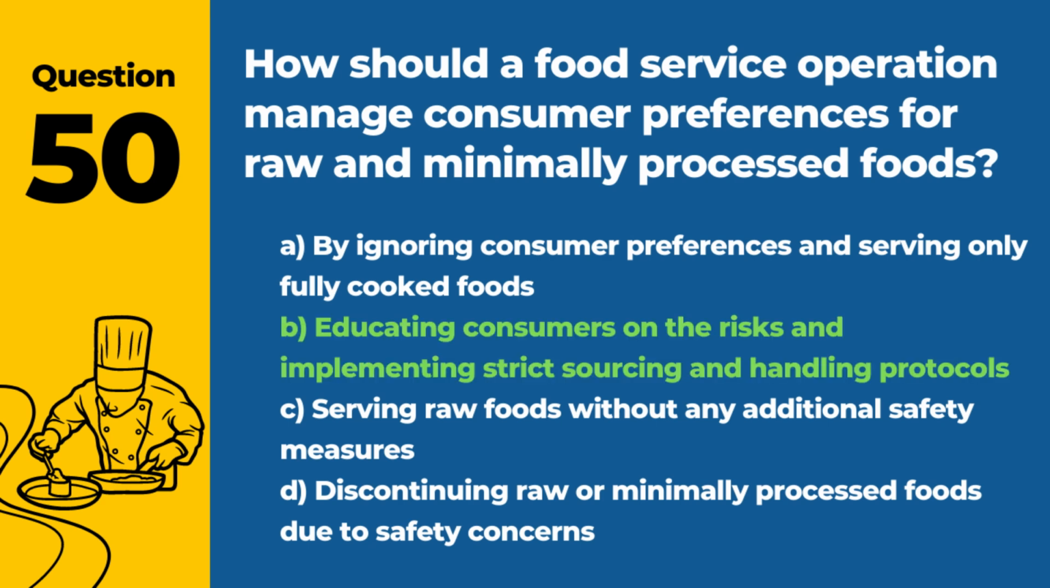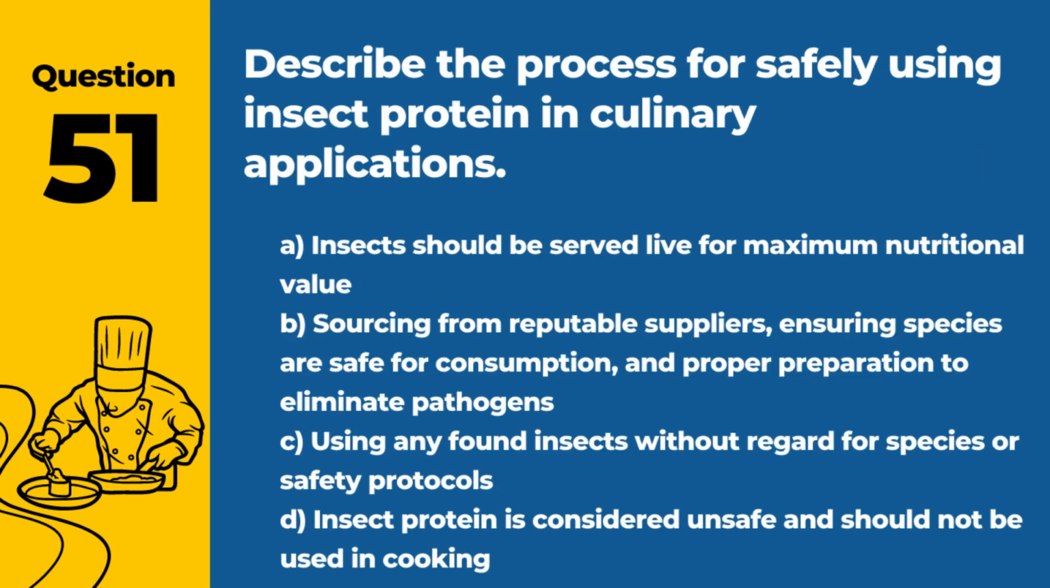Answer B. Educating consumers on the risks and implementing strict sourcing and handling protocols. Catering to preferences for raw and minimally processed foods requires careful attention to source quality and handling practices to minimize health risks. Question 51. Describe the process for safely using insect protein in culinary applications.